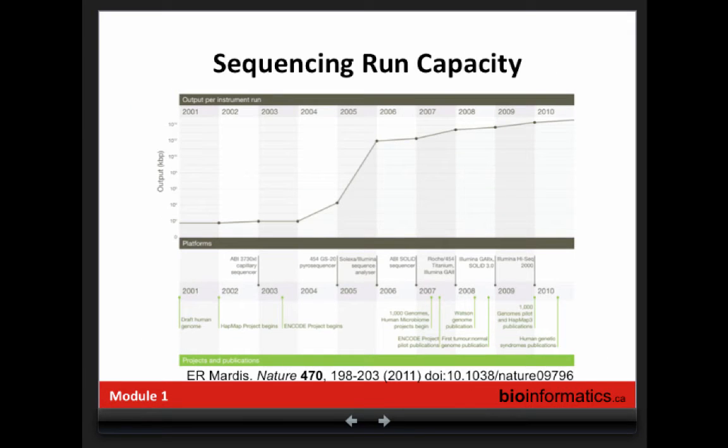But I'm sure many of you have seen this graph, the huge leap in the output of sequencing platforms. I think this scale shows here a 10 to the 12 fold increase in less than 10 years in sequencing output. So this is a sequencing output per instrument run. It's really what's driving the data deluge that we're getting and the need to develop fast and accurate bioinformatic algorithms to analyze the data.